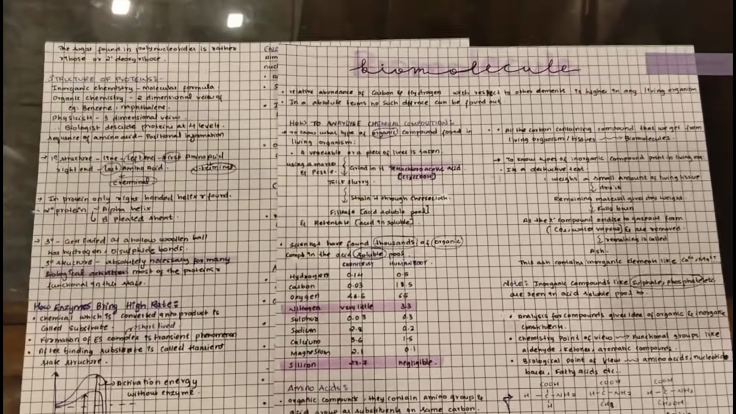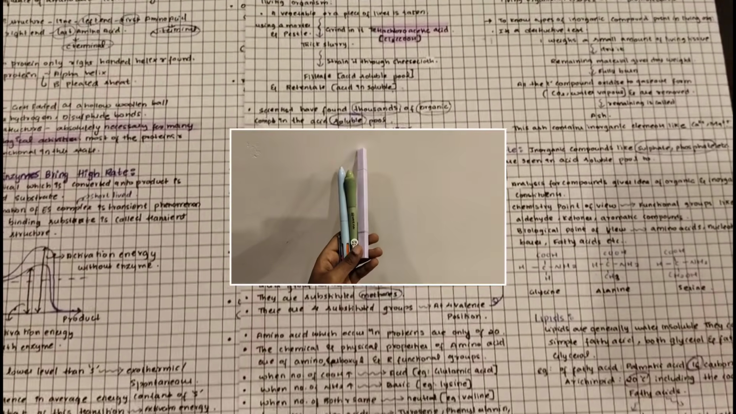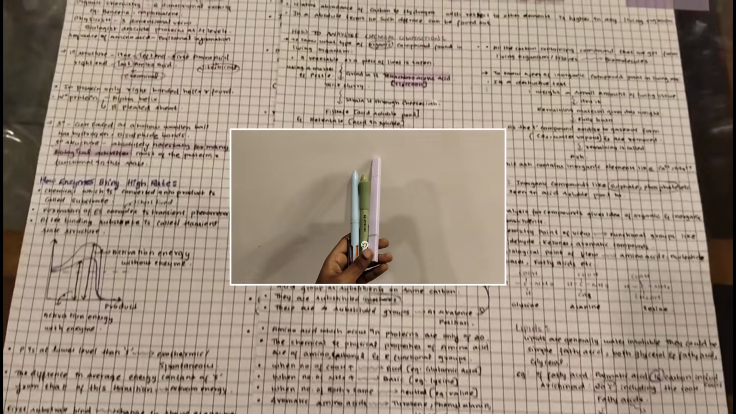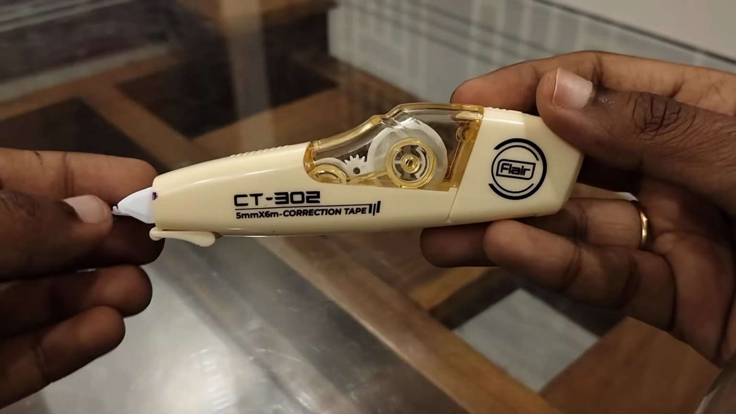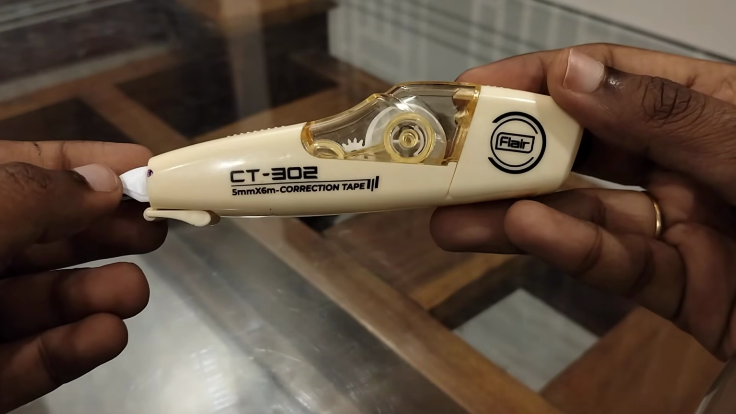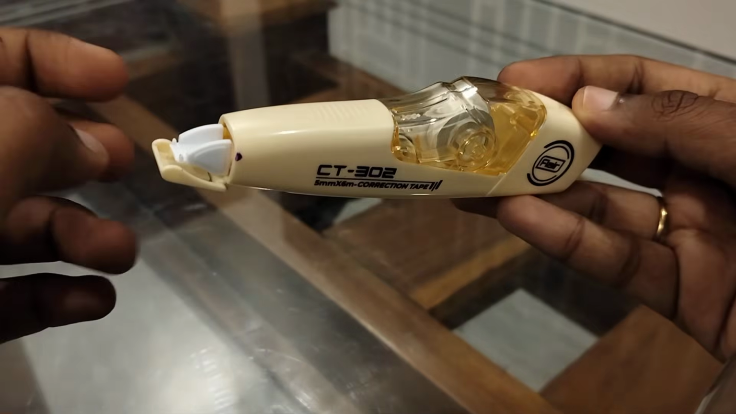The stationery I have used here is a purple highlighter for highlighting the most important points, and a purple pen for the diagrams and for the arrows and stuff. I use this Flair correction tape as I am a person who makes a lot of mistakes. A correction tape for me is really a must, and I would really suggest this one.